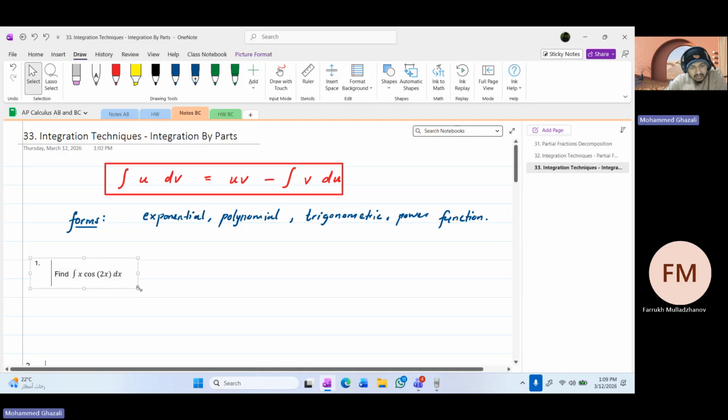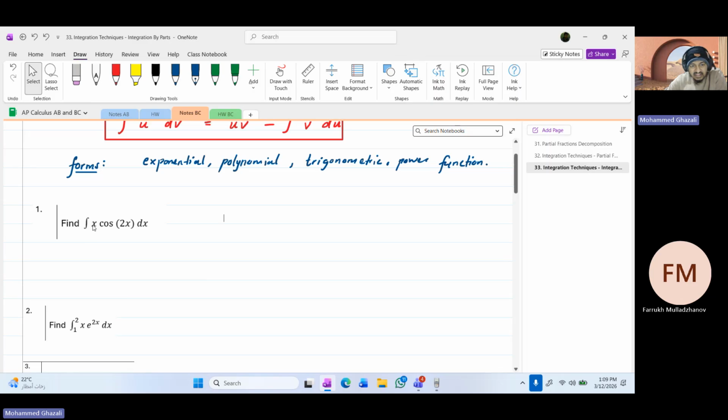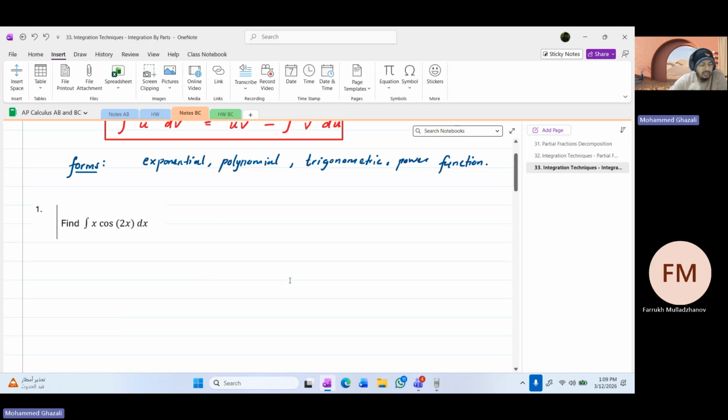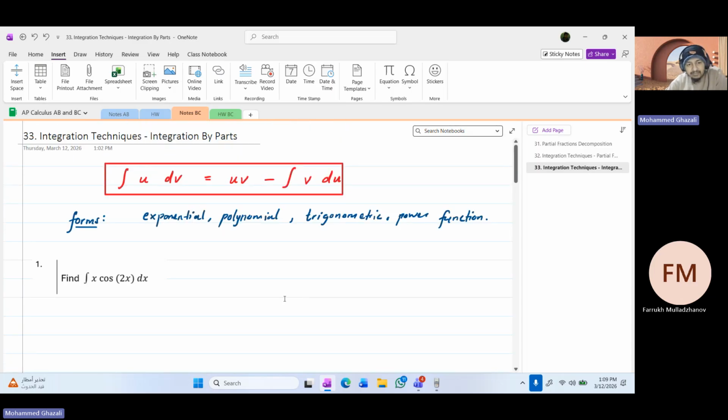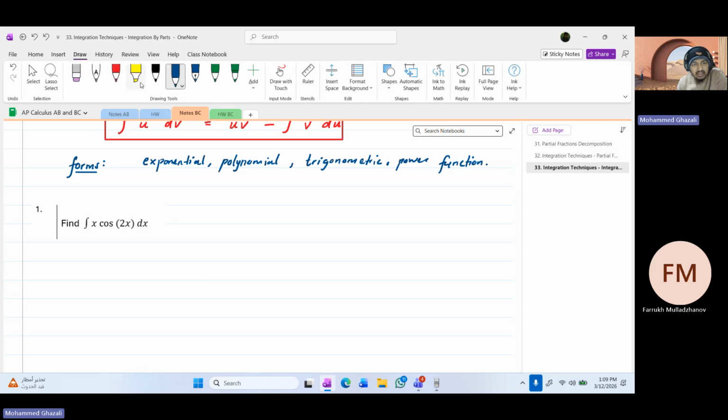Now, look at the first form. The first form is polynomial mixed up with trig. So obviously, it's x times cos 2x. We want to integrate x times cos 2x. So we need to choose a u in such a way that it is differentiable. So x is differentiable. If you try to differentiate cos, it doesn't reduce anything. It just goes in circles, cos, sine, cos, and so on.